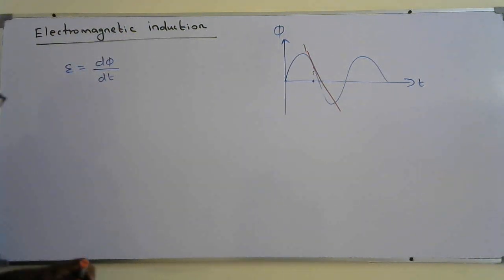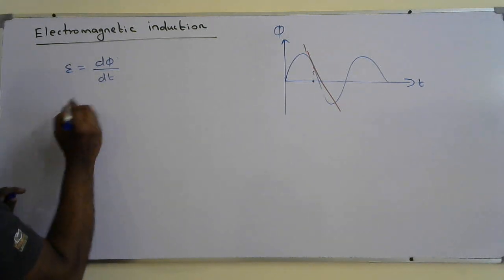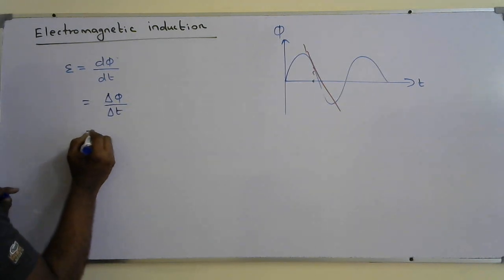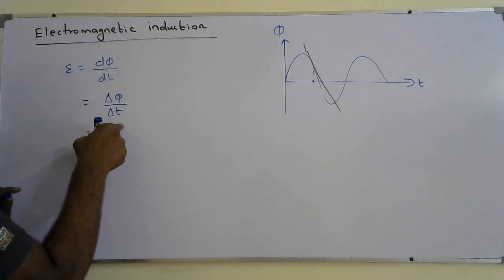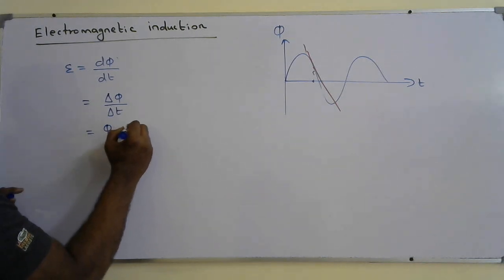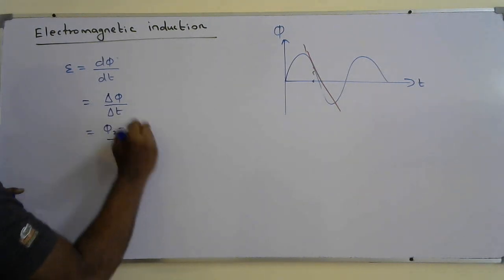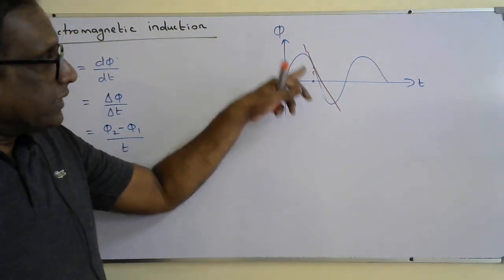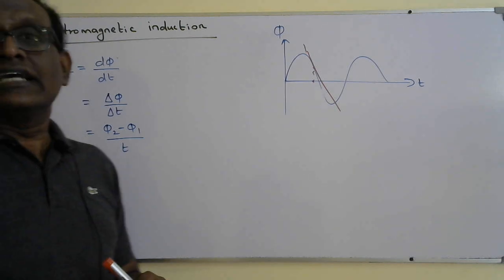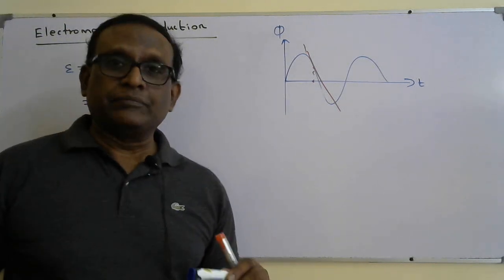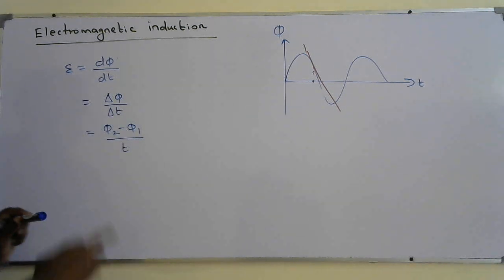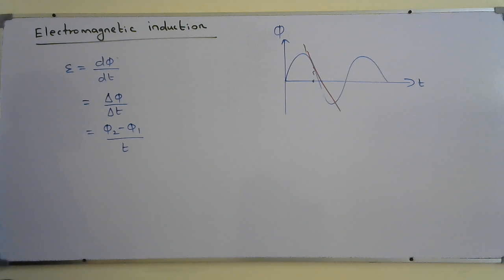We can write this one here. Change in flux over time taken, we can write del phi over del t, change in flux over time taken, but it gives only an average value, that is phi 2 minus phi 1 over time taken t. Actually, this will give the average induced EMF, but if you draw a tangent to the graph at an instant, that will give the instantaneous induced EMF. If you have two different values of flux and divide by time, that will give the average induced EMF.